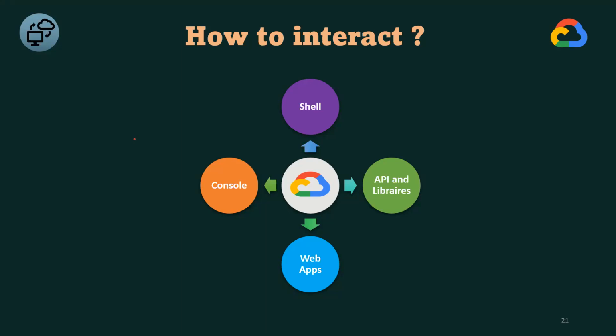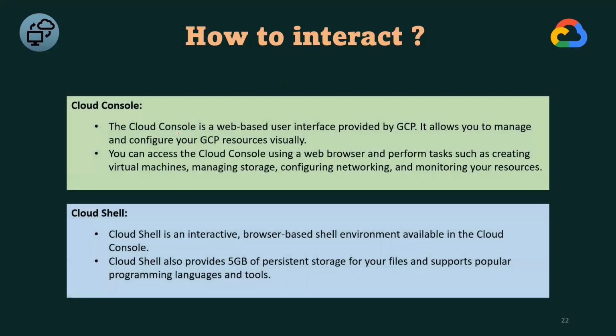For example, when I say a console, the Cloud Console is a web-based user interface provided by the Google Cloud Platform. It allows you to make and configure GCP resources visually. Whenever you want to interact with the GCP resources visually, you have the Cloud Console. You can access the Cloud Console using a web browser and perform tasks such as creating a virtual machine, managing the storage, configuring the network, or monitoring your resources.